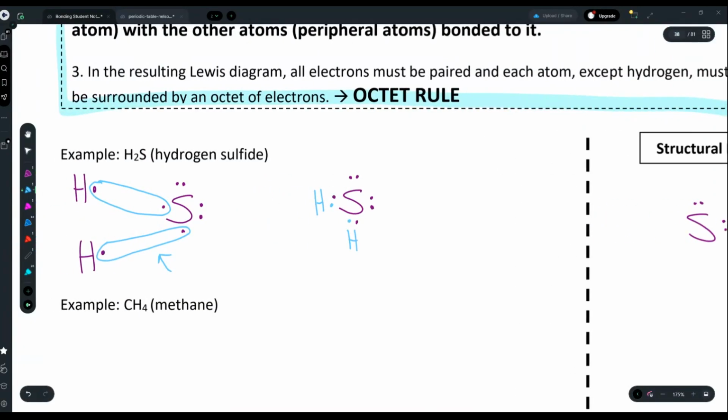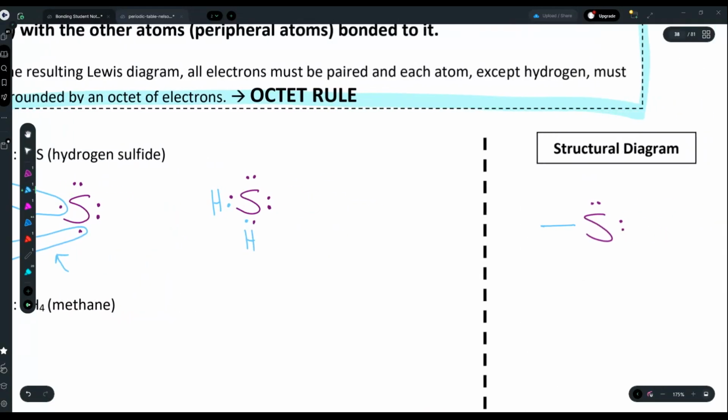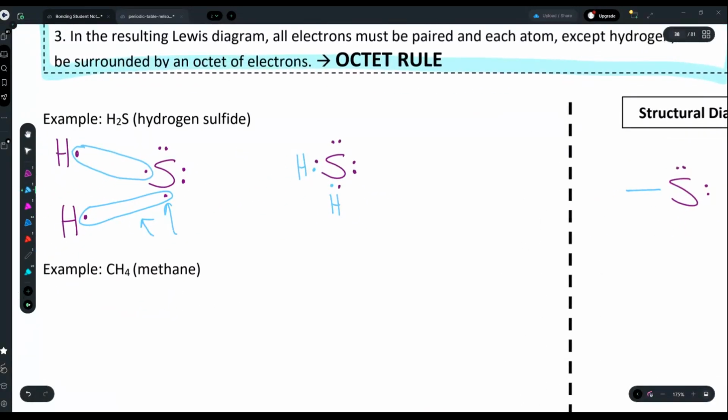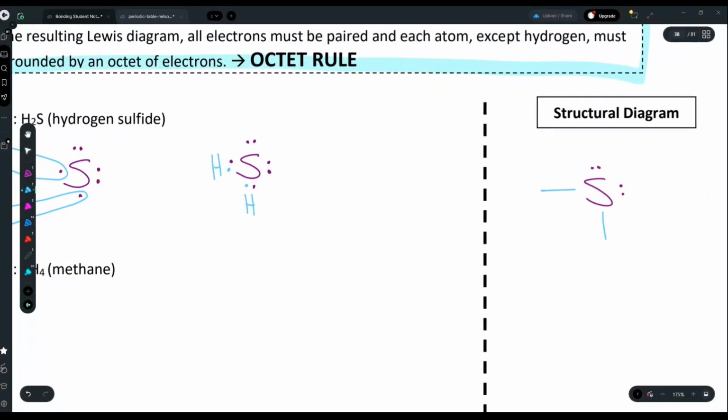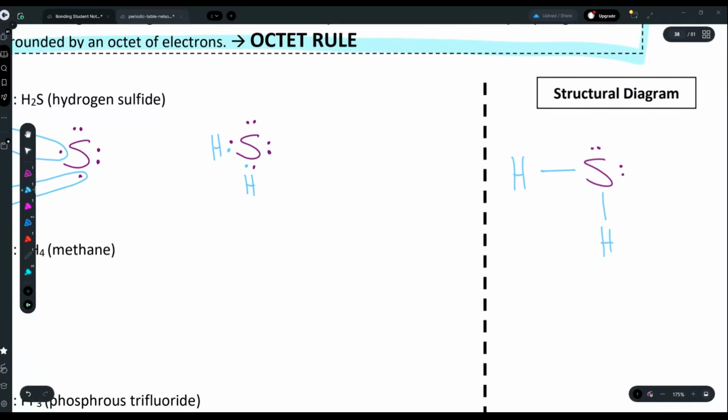But since a bond happened with this electron on the left-hand side of sulfur, I'm going to draw a stick on the left of sulfur, and another bond happened with the bottom electron of sulfur. I'm going to draw a stick right there, and then there were hydrogens on either side, and there were no lone pairs on the hydrogen, so that's why I'm not going to draw them. Okay, so this would be a structural diagram of hydrogen sulfide.